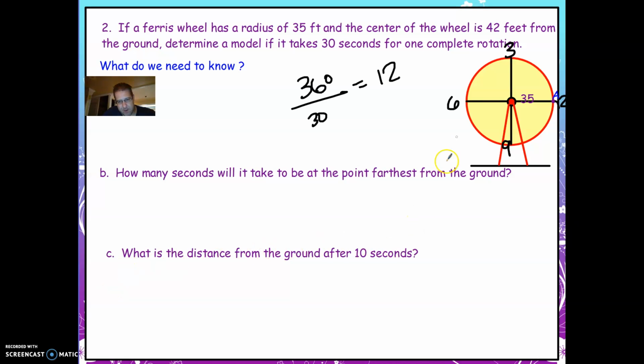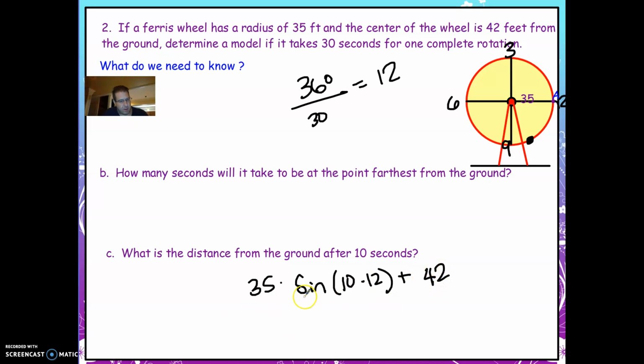What is the distance from the ground after 10 seconds? Well, 10 seconds would be somewhere around right here. So we can once again use our formula, which is radius times sine of t, the amount of seconds, times the degrees per second, which we already said was 12, plus the center height, which was 42.